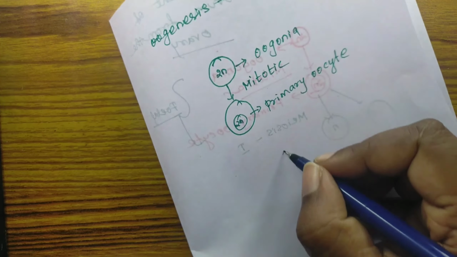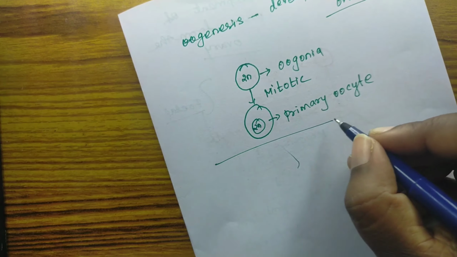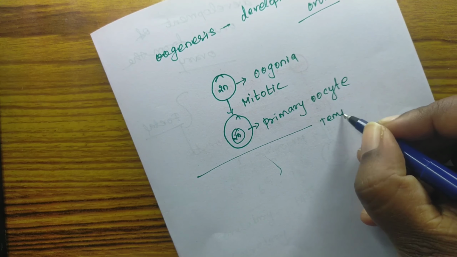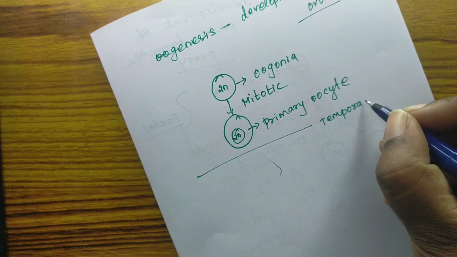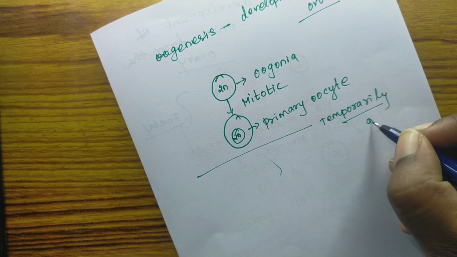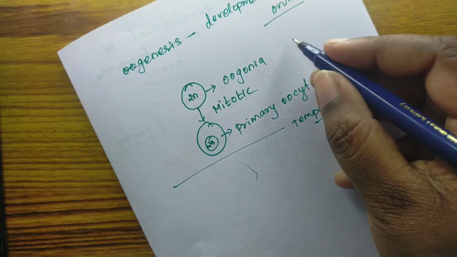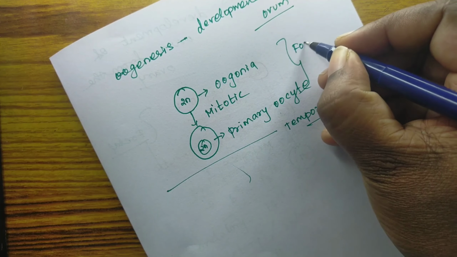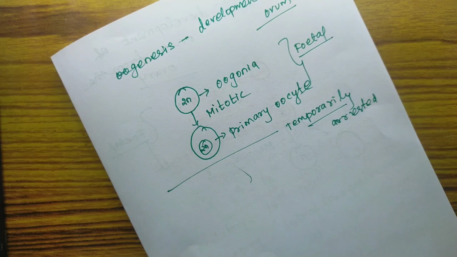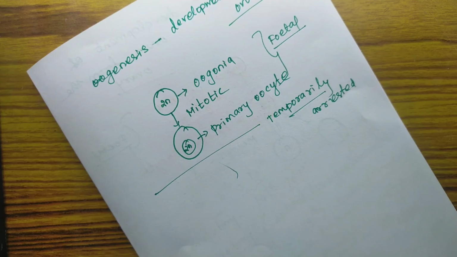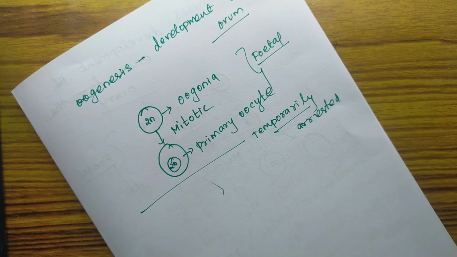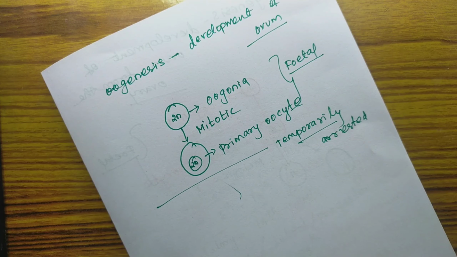This primary oocyte gets temporarily arrested. At this stage, the cycle is temporarily arrested. There will be no more development after this because it happens during the fetal life of the female baby. This development occurs when the female baby develops inside the uterus of the mother. So these changes will be temporarily arrested, and there will be no more changes after this.